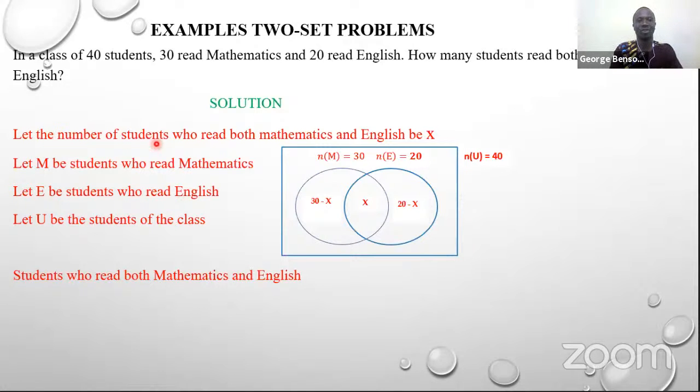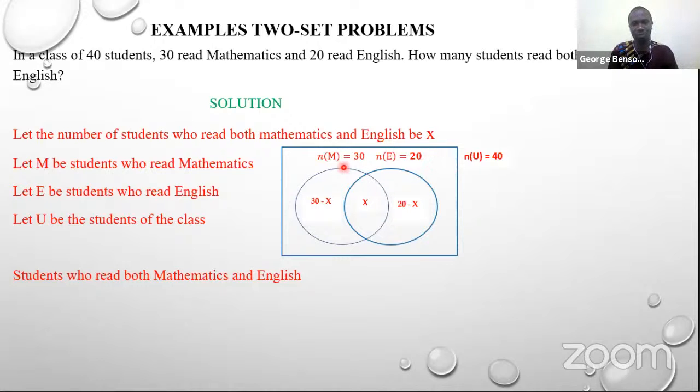So let the number of students who read both mathematics and English be x, and let M be the students who read mathematics, let E be students who read English, let U be students in a class. All of them don't attract any marks as far as the WAEC standard marking scheme is concerned. But since we might not know our case, it will be good to take a few minutes to do this. But essentially, what is important is the Venn diagram.